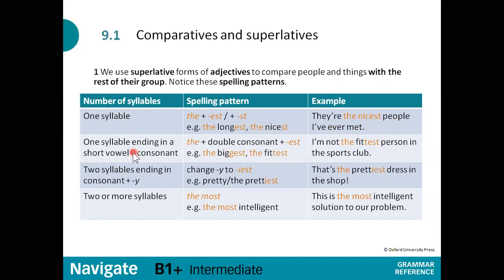All right, next column. One syllable ending in a short vowel plus consonant. So here you can see one syllable, and it's big, and the ending is short. It's vowel and consonant. You add est, and you should double the consonant. For example, big, the biggest, fit, the fittest. You double G here, you double T here.